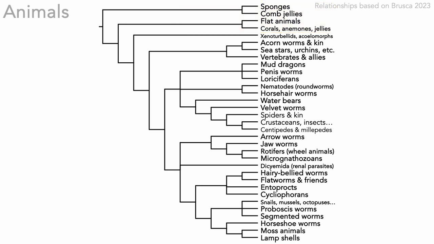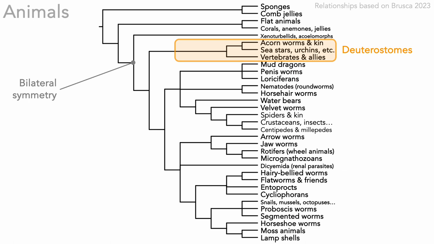As we move up our tree, we'll see that all of our triploblastic animals form a clade called bilateria, and these are our bilaterally symmetric animals. The most primitive animals in this group are the xenoturbellids and acoelomorphs. All the rest belong to one of two lineages, the protostomes or deuterostomes, which are treated as sister groups here. But because deuterostomes seem to have retained more ancestral states, let's look at them first. Deuterostomes include the hemichordates, acorn worms and kin, echinoderms, sea stars, sea urchins, and the phylum chordata, which includes us, the vertebrates.